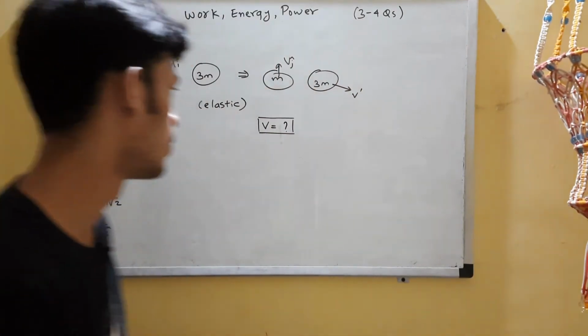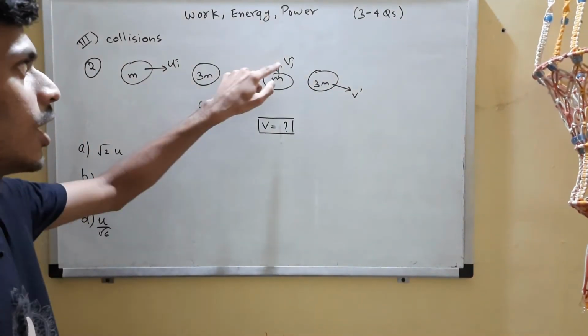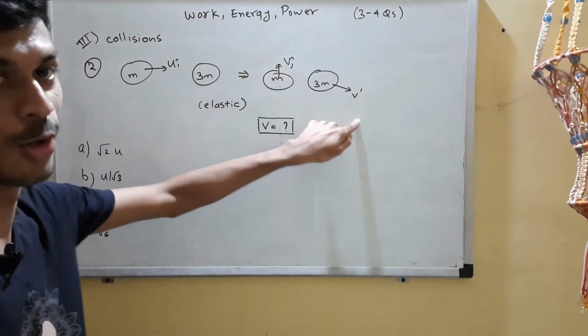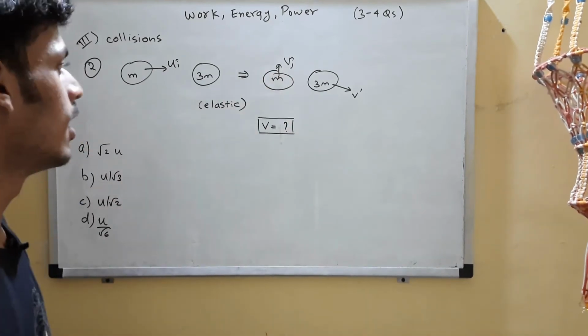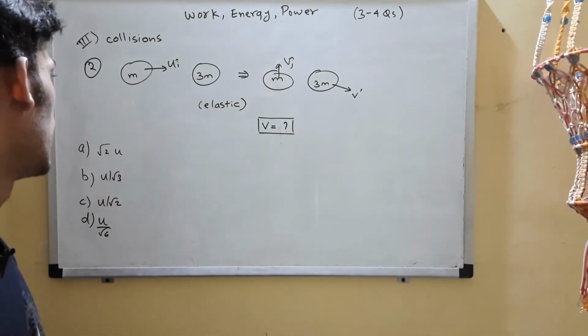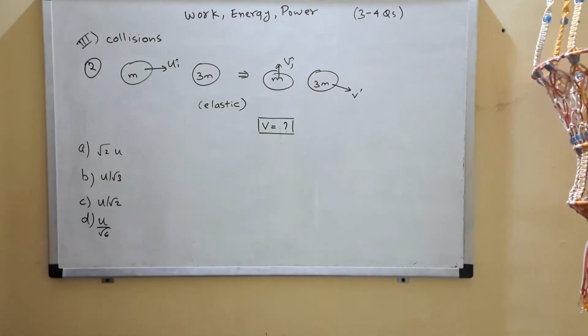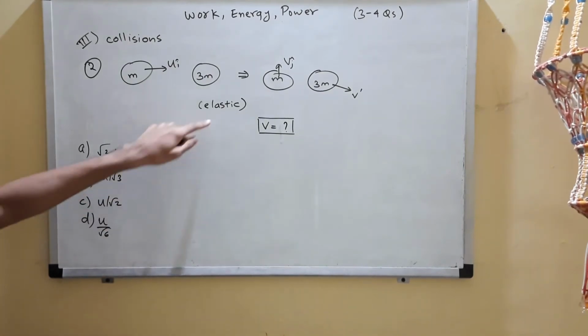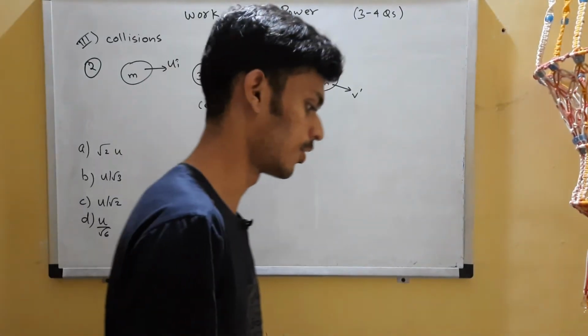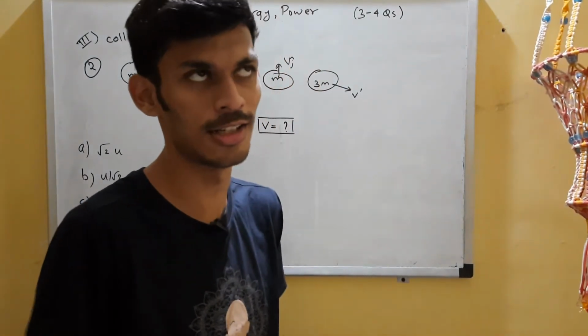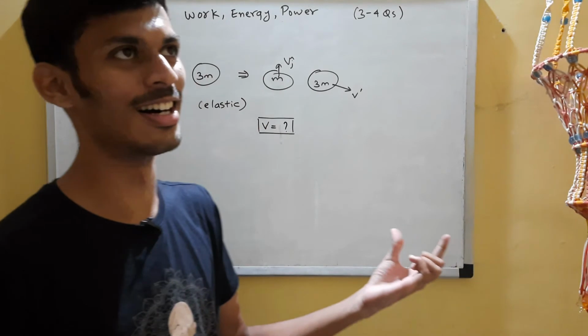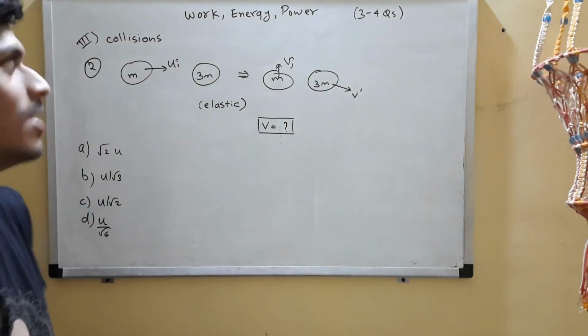You are supposed to find the velocity v, not v dash, v, in terms of u. So that is the question. First of all, we are told that it is an elastic collision. First of all, it is a collision, so momentum will be conserved.